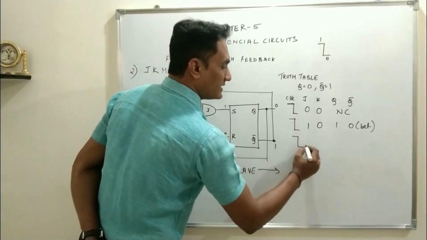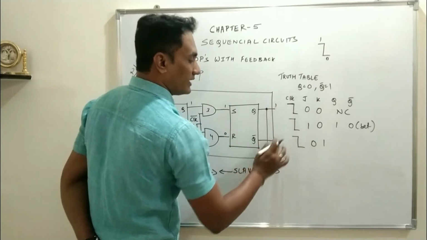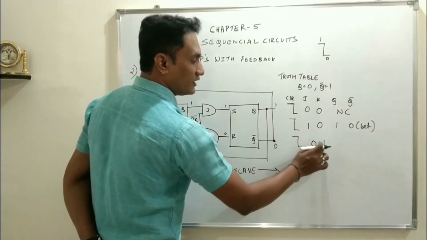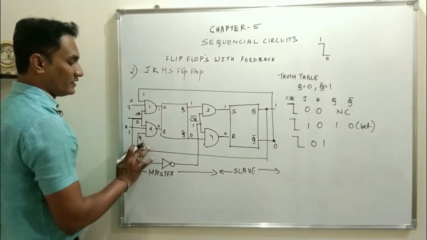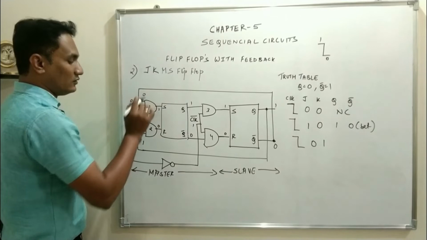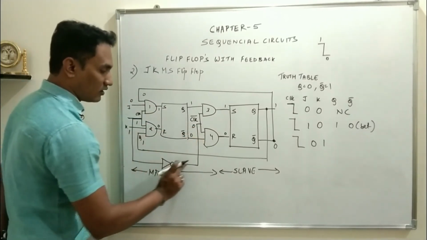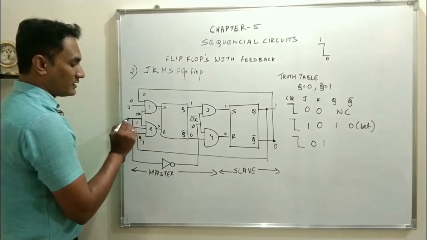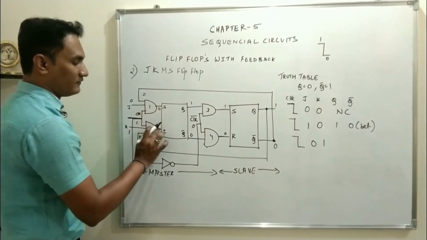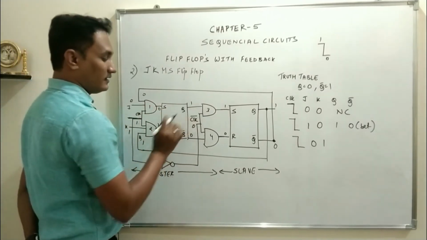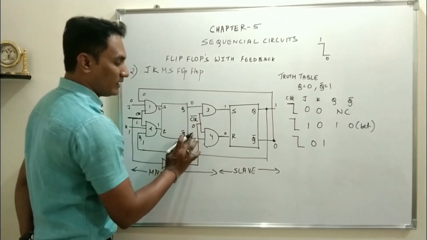Exactly on the same lines, let us try to understand what happens with this initial condition of Q is equal to 1 and Q bar equals to 0. We are giving J equals to 0, K equals to 1. So J is 0, K is 1, Q is 1, Q bar is 0. Let's say clock is 1. If clock is 1, CLK bar through this NOT gate will be 0. So 0 0 1 will be 0, 1 1 1 will be 1, S0 R1. Trigger has been given to R. R stands for reset. Reset means Q will be 0, Q bar will be 1.